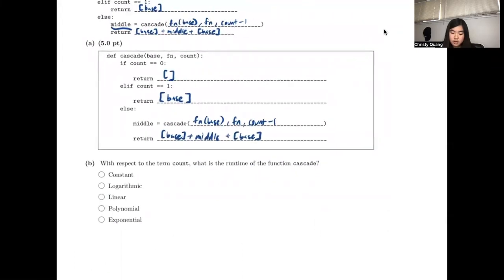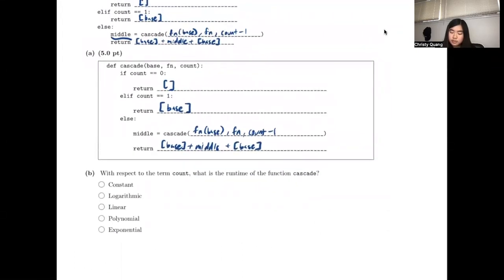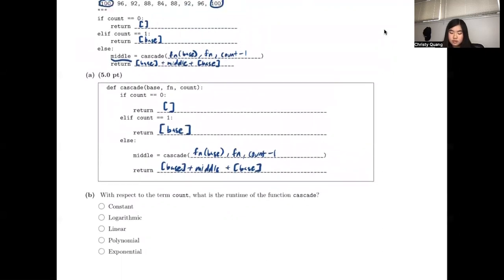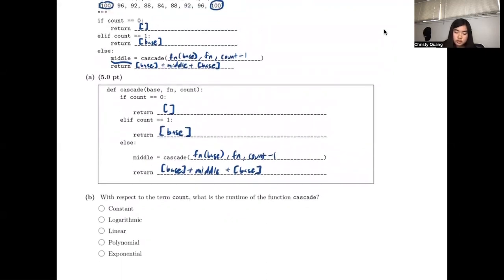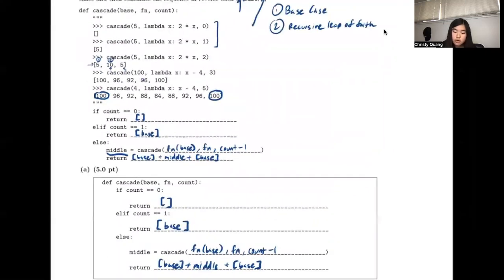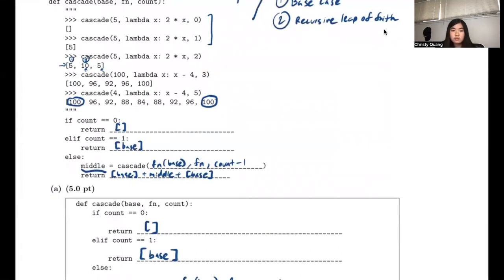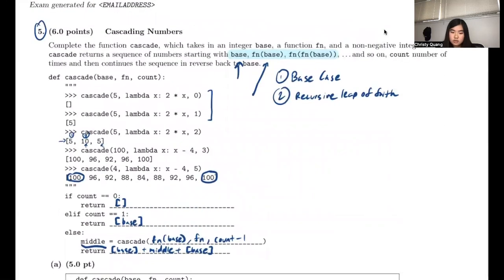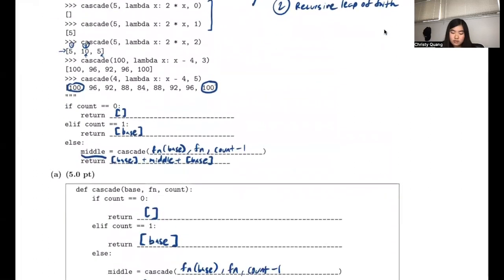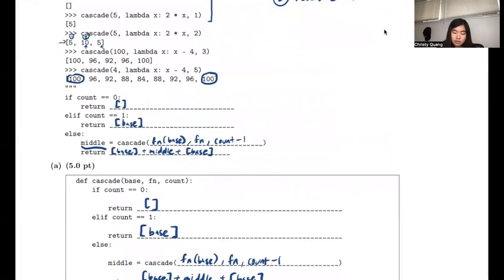Moving on to part B, with respect to the term count, what is the runtime of the function cascade? The important part of this question is that it says with respect to the term count. So what is count here? Count represents the number of times we have to call the cascade function. For example, when count is equal to 5, you do this 1, 2, 3, 4, 5 times, and then we have to also go in reverse all the way back up to our base number.